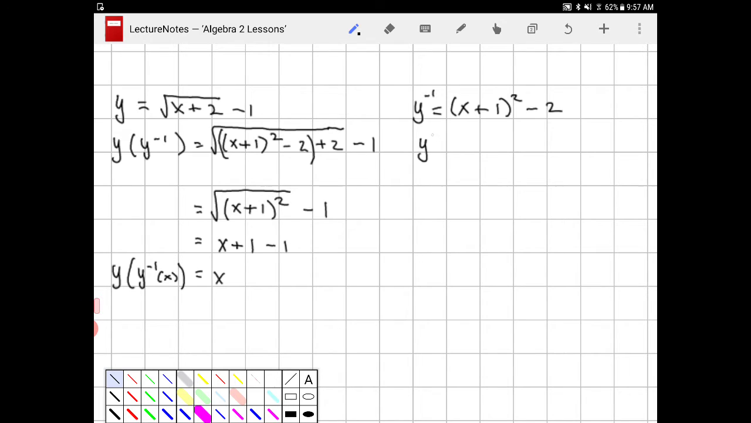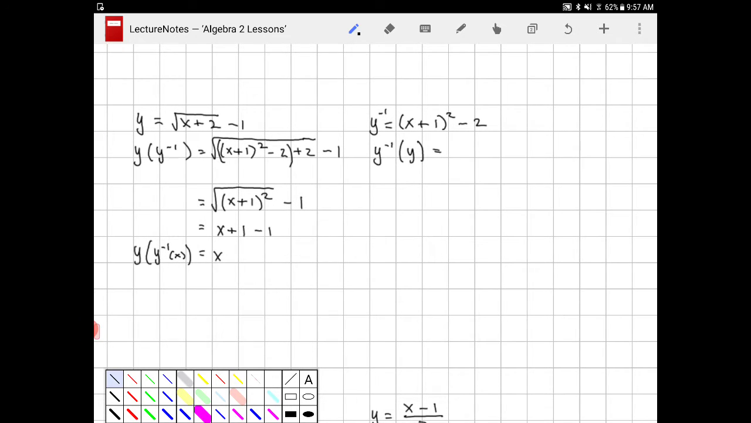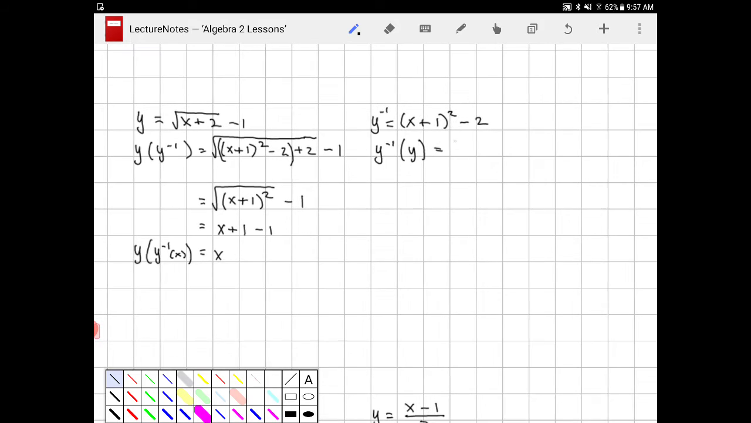So let's say if I have y inverse of y. Again, now wherever I see x, I'm going to make the substitution of the equation for y. So I end up with x plus 1, right? So, okay, bear with me here. So I have square root of x plus 2 minus 1 plus 1 quantity squared minus 2.